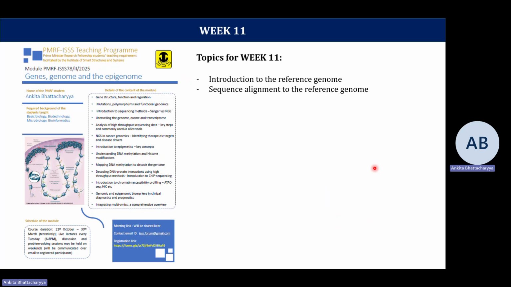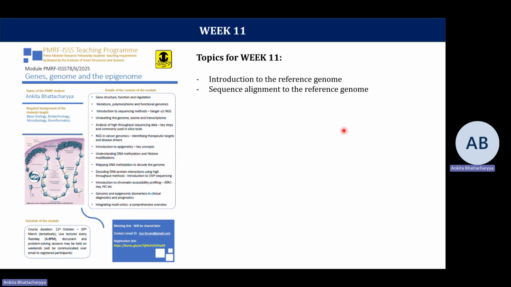Following that, I will be quickly revisiting the topics we have already covered in the first couple of weeks. So we had discussed gene structure, function, regulation, mutations, polymorphisms, and functional genomics, introduction to sequencing methods, and unraveling the genome and transcriptome, and also introduction to epigenetics and understanding DNA methylation and histone modifications. These four or five topics are the ones that I will be discussing.